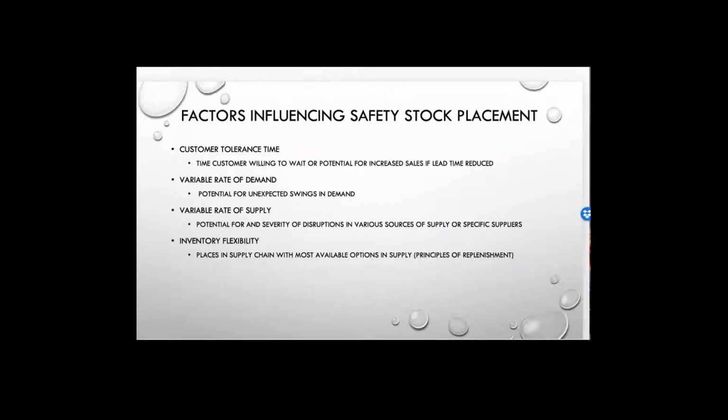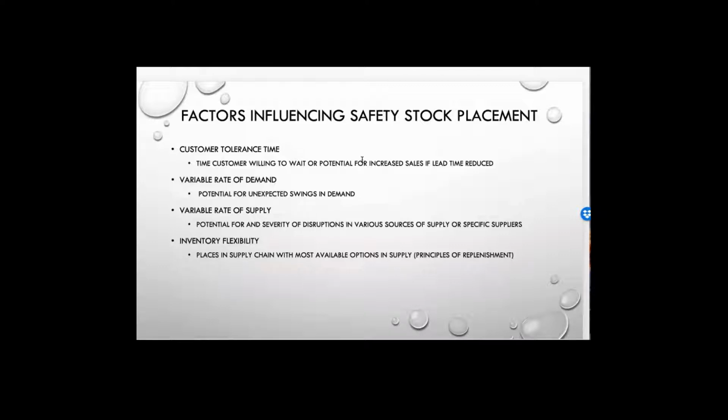Real quick, one last slide, sorry. Factors influencing safety stock placement: customer tolerance time. This is where the customer service level comes in. If you have a customer that's willing to tolerate waiting, or if you're like Amazon and you can offer certain incentives to allow customers to wait, you may have a lower customer service time, in which case you can have less safety stock.